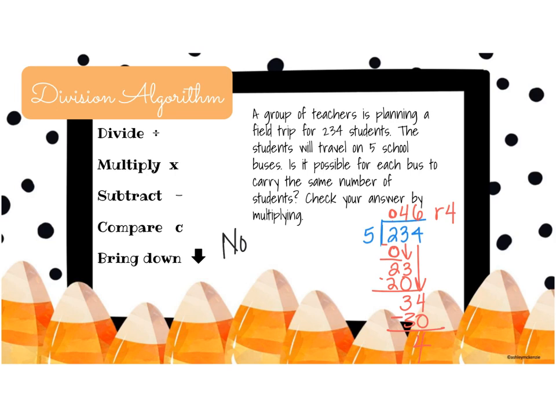Students are sick. Now, could I check my answer? Even though I have a remainder, can I check my answer by using multiplication? Yes. Oh, yeah, for sure. I'm going to take 46. I'm going to multiply it by 5, and then add the remainder back. So 5 times 4 is 20 plus the 3 is 23. And add my remainder over here. And so I end up with 234, which is right where I started. Yes.